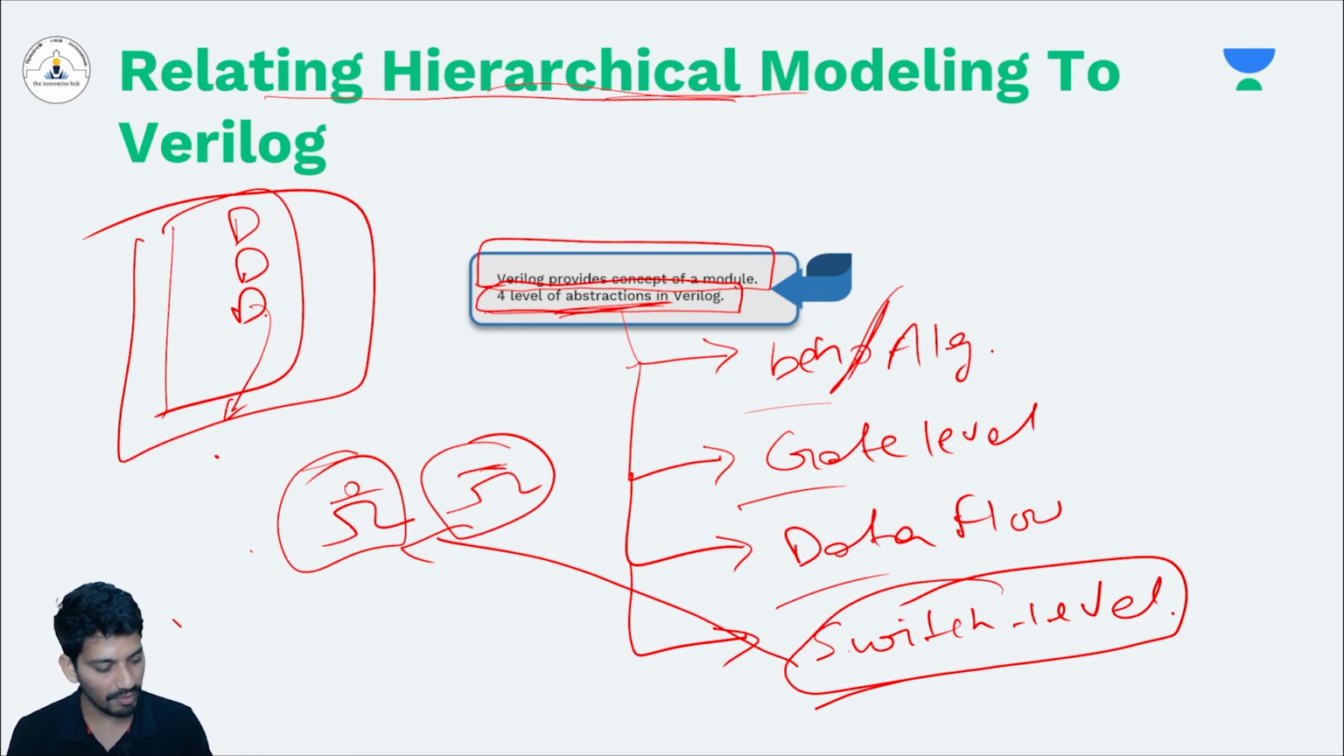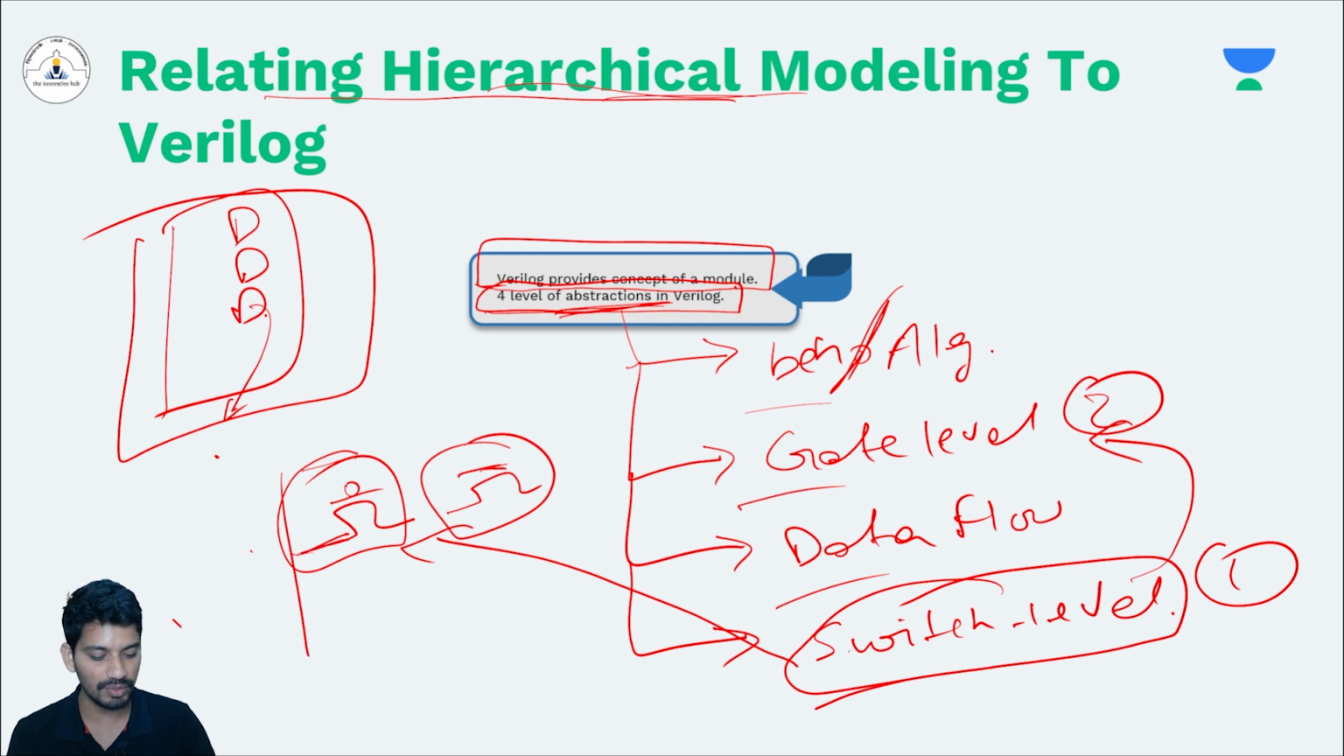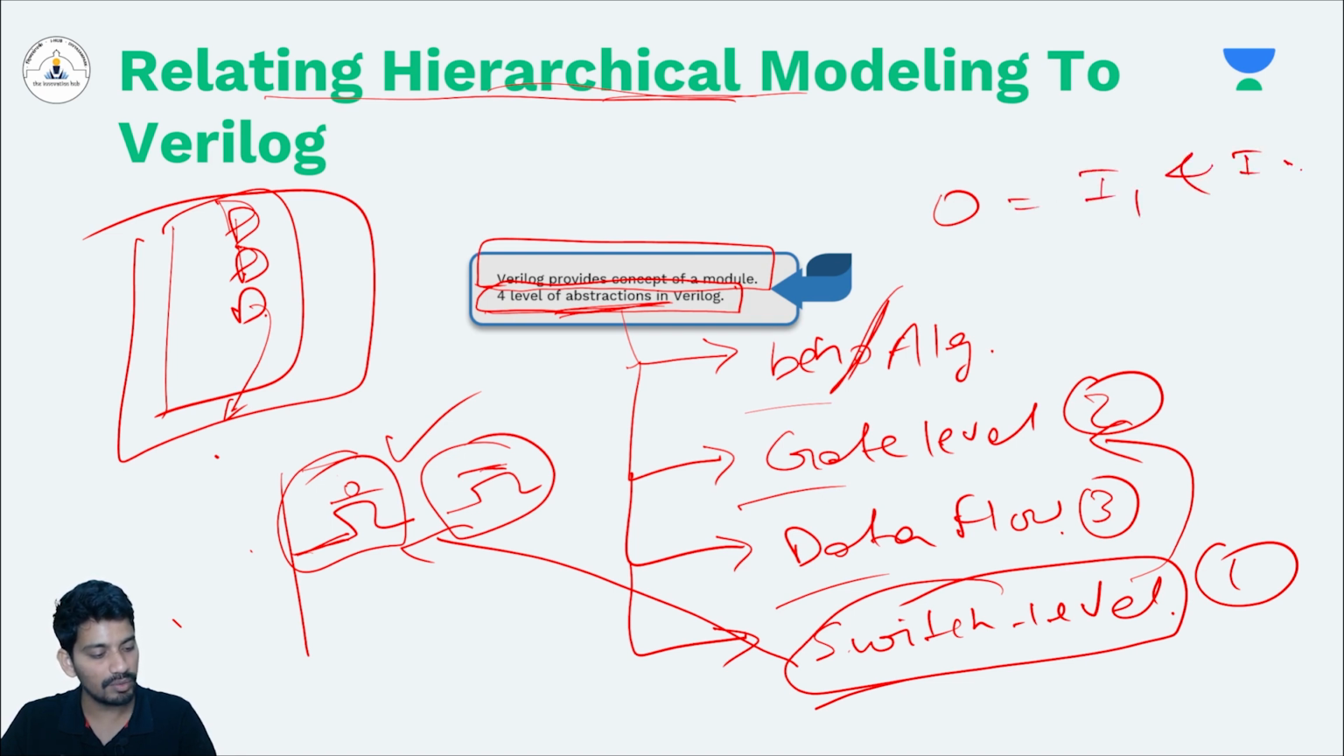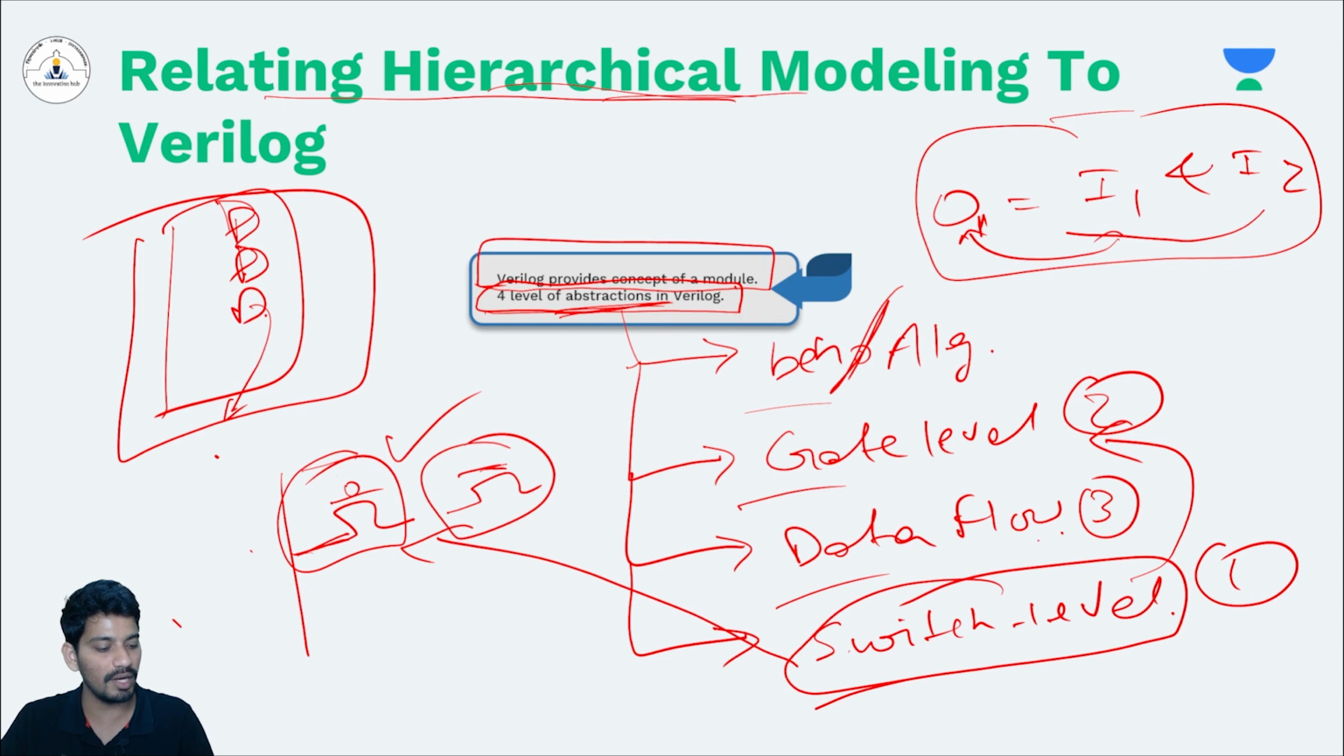The second lowest level of abstraction is gate level. In gate level, instead of defining the circuit in switches, you are defining the circuit in logic gates, which is much simpler compared to the switch level. And the third level is data flow level. In data flow level, you are directly defining how the data is flowing. Let's say I want out1 equal to in1 and in2. I am directly defining that I want my output to be the AND of in1 and in2. This is called data flow modeling.